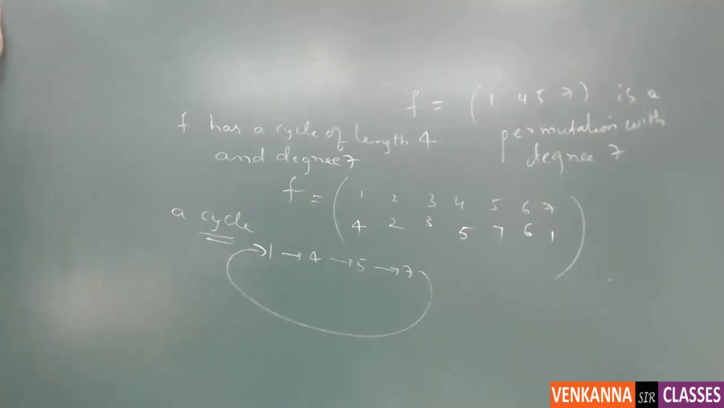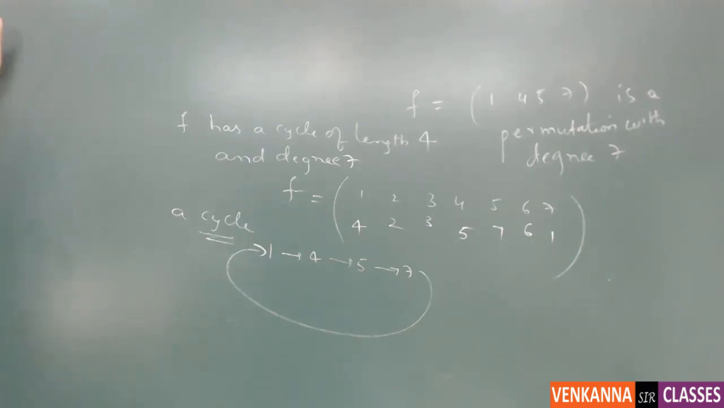Degree stands for the total number of symbols in the permutation, and length stands for the number of elements which are in a cyclic order. F may contain only one cycle or so many other cycles. So I am saying that in the permutation F, I can find a cycle of length 4 and the degree of the permutation is 7. That is my actual intention here. Did you get that?